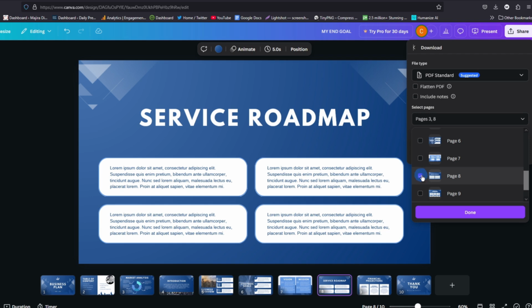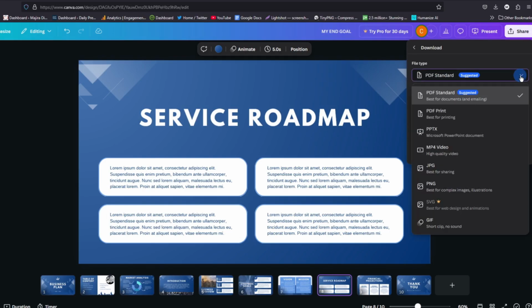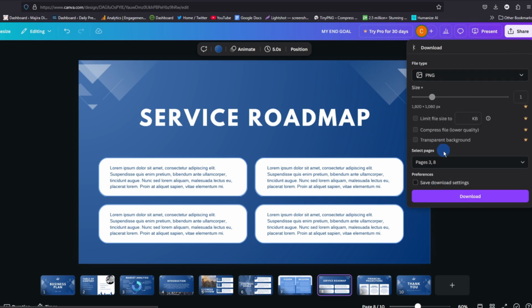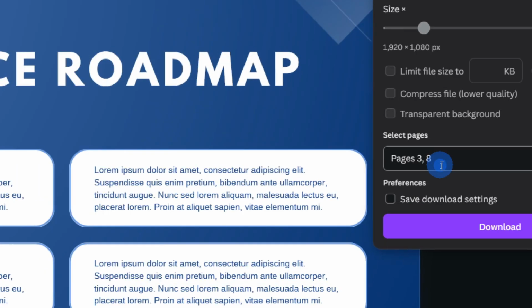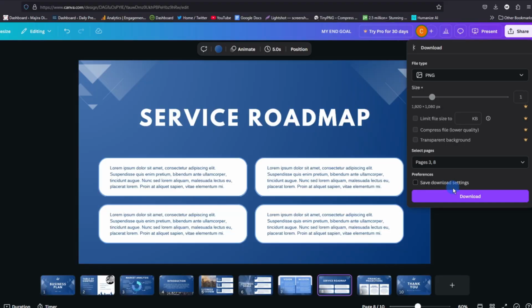Now, before you download, you may want to change the format under which you want to download. This download is in the form of a PDF. But suppose you want to download in PNG, go ahead and change it to PNG. Now, once you're done, you can see the number of pages that will be downloaded is 2, specifically page 3 and page 8. Go ahead now and download.